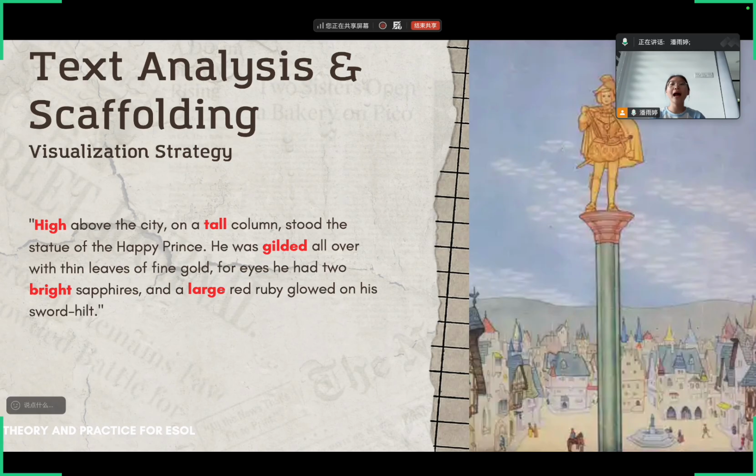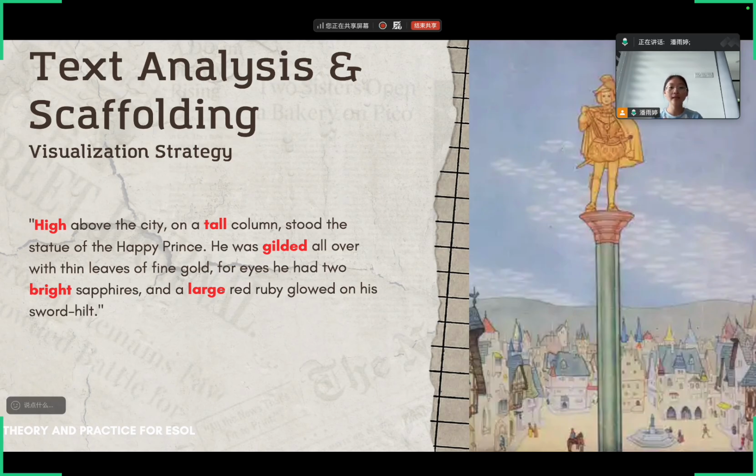Moving on to the guided reading stage, here I heavily rely on Vygotsky's zone of proximal development. My students are at an intermediate level. They can read simple text independently, but Oscar Wilde's descriptive language is slightly beyond their independent capability. This is their ZPD. To bridge this gap, I act as the more knowledgeable other through teacher modeling.